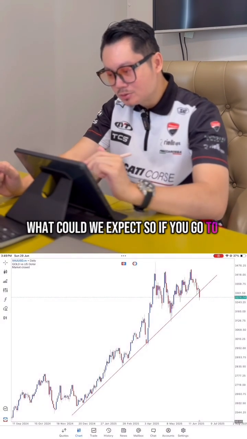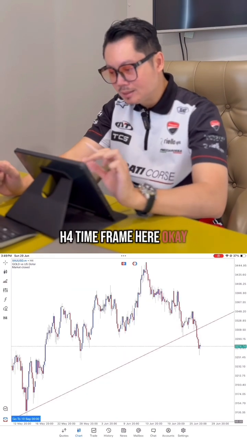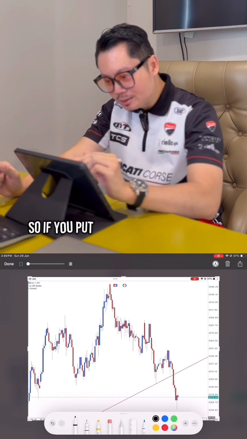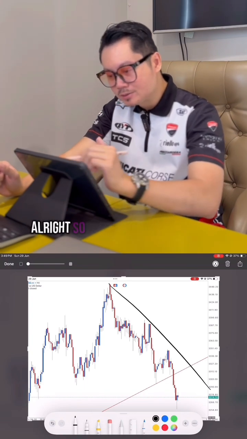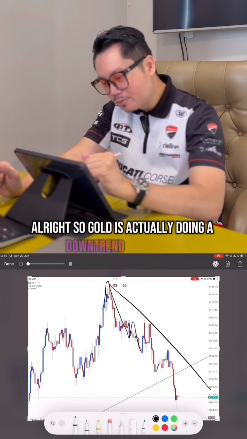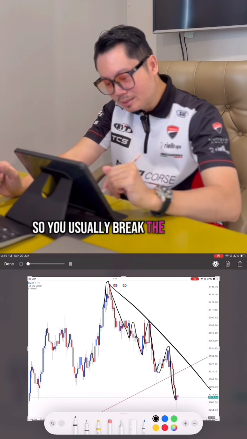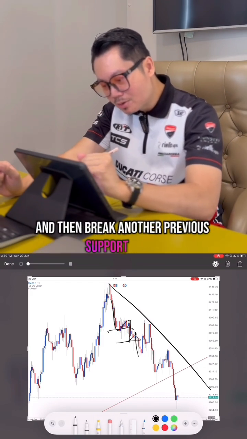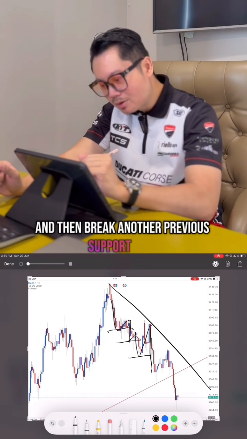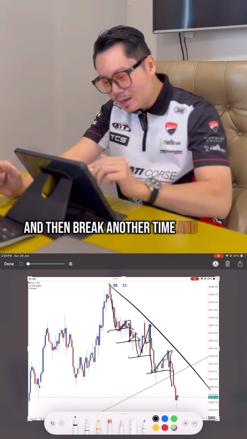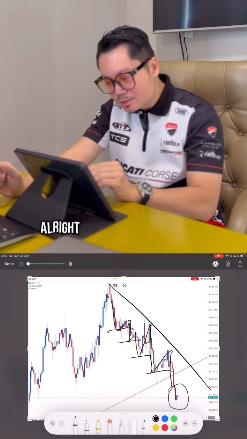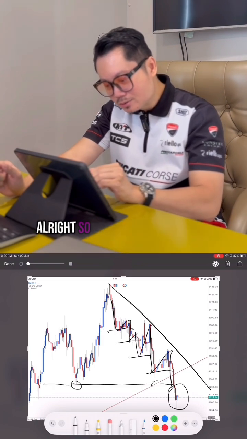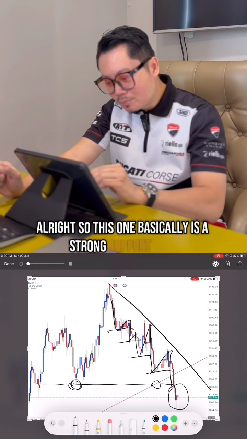If we go to this H4 time frame here and put this trend line over here, gold is actually doing a downtrend. Usually it breaks the previous support, then breaks another previous support, and then another. These are two previous supports over here, and this one is basically a strong support.